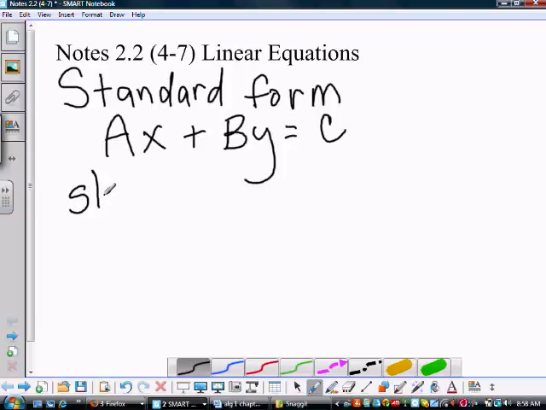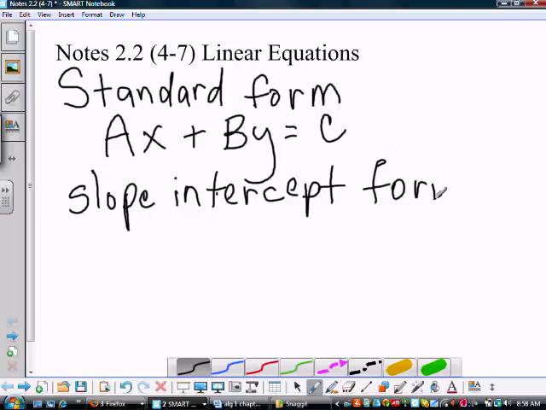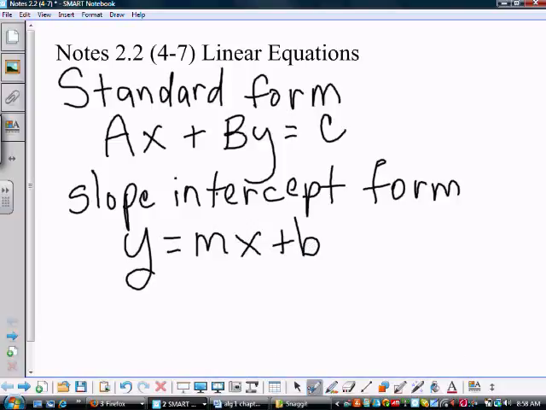And then there is slope-intercept form, which is your familiar y equals mx plus b, where m is what? Slope, and b is the y-intercept.